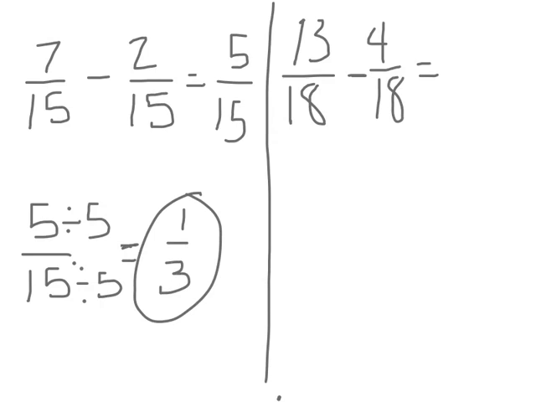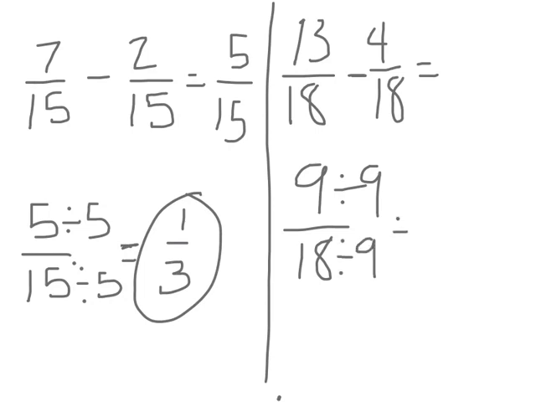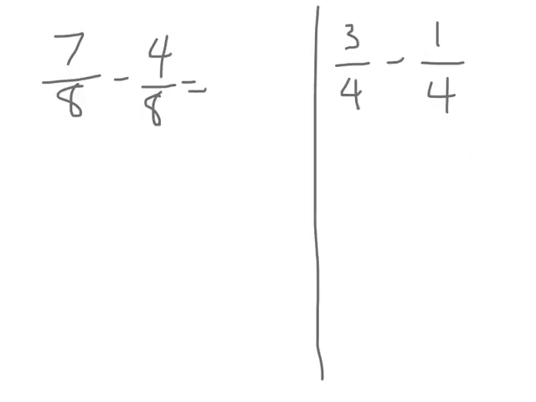Let's do another example. What's 13/18 minus 4/18? It's 9/18. Can I simplify 9/18? Yes, I can. What number goes into 9 and 18? 9 goes into both. 9 divided by 9 is 1. 18 divided by 9 is 2. My answer is 1/2. Now you try too.